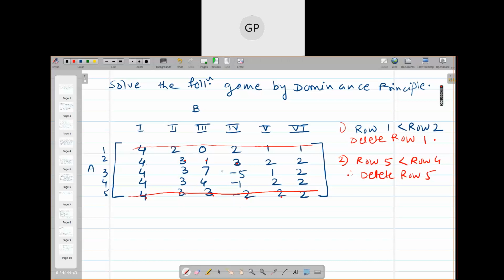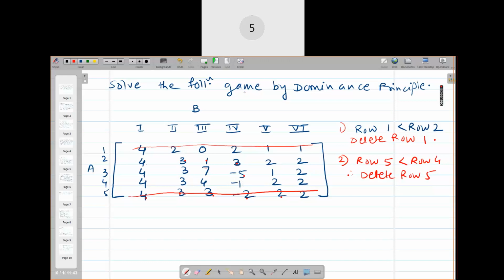Okay. Next, row wise dominance I think is not there now. Because of this 1, it is creating problems. 1 and here there is -5, -1, so that is creating a little problem. So row wise dominance is not visible. Column wise, can you see?